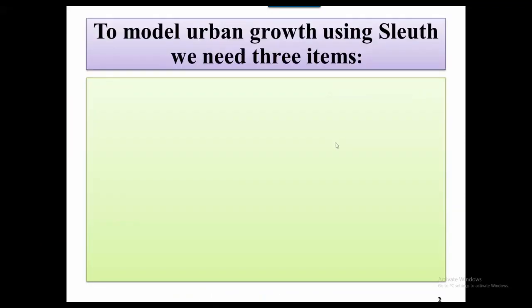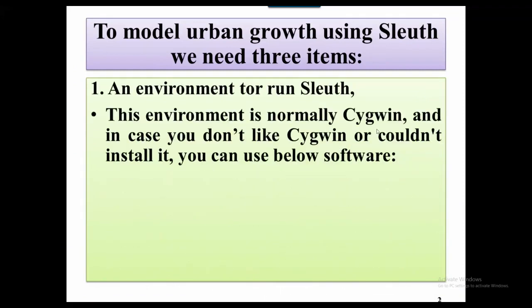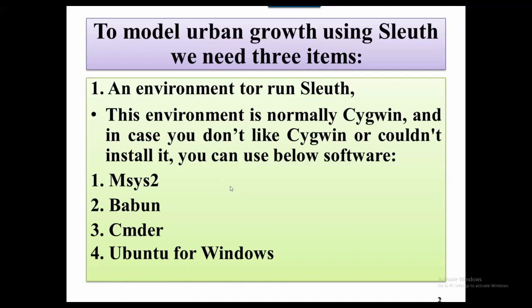To model urban growth using Sleuth, we need three items, the first of which is an environment to run Sleuth, which is normally Cygwin. But in case you don't like Cygwin or couldn't install it, don't worry, you can use the below software as well: MSys2, Baboon, CMDR, and Ubuntu for Windows.